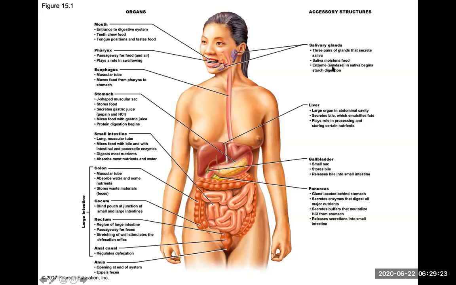Saliva helps to start the chemical process of food digestion. Your liver secretes bile and other digestive enzymes. Your gallbladder stores and concentrates bile. Your pancreas secretes different digestive enzymes. And then this is the anatomy of the digestive tract that you should be familiar with.